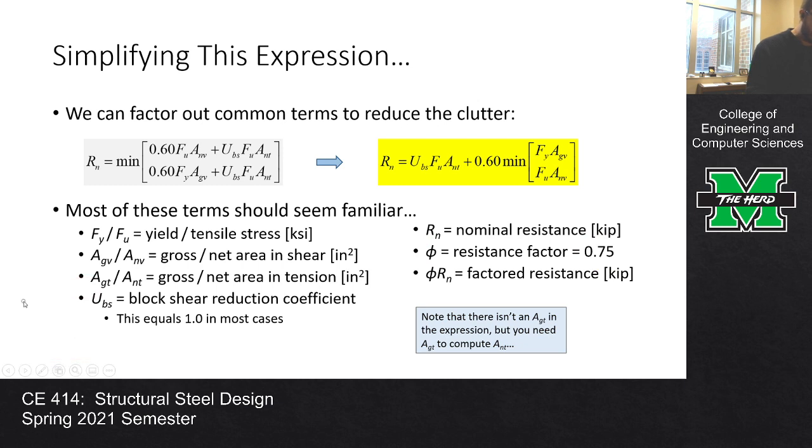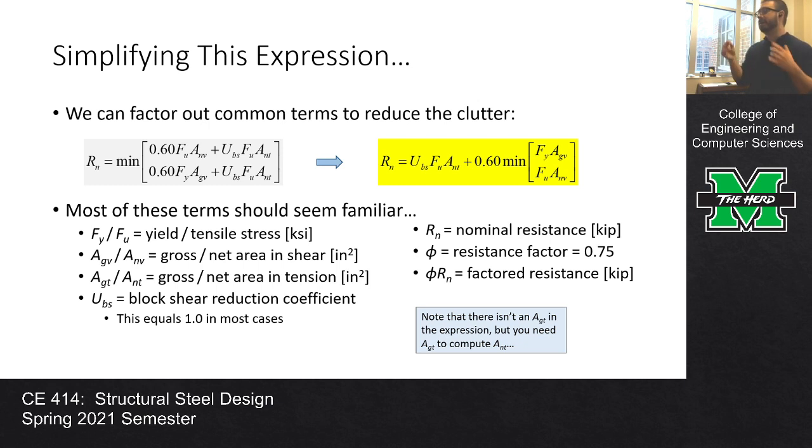Okay, now, we are going to have a bunch of areas that we're going to need to compute because we've got AGV, ANV, AGT, ANT, etc. So the naming is pretty much conventional as to what you would expect. The AGs refer to gross areas, the ANs refer to net areas. What about the other subscripts? So AGV would be a gross area in shear. ANT would be a net area in tension. So the little v's refer to shear, the little t's refer to tension. So it's pretty easy to figure out what you're computing.